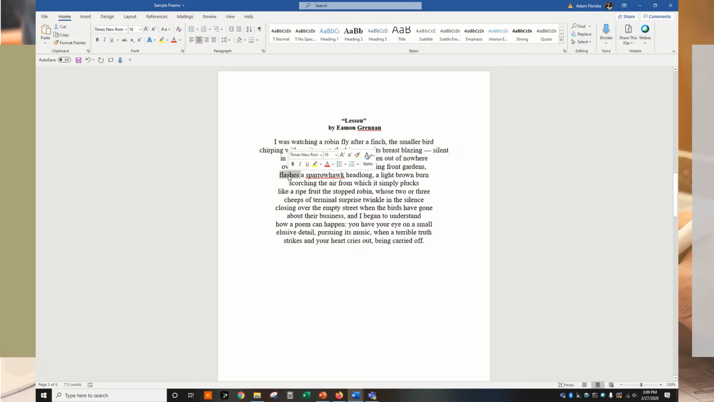It's weird to have shivering front gardens. Why use that word? What the heck does shivering mean? So I notice interesting word choice there. Flashes a sparrow. Interesting verb choice again. I wouldn't usually use that to describe how a bird flies. So I'm just noticing that.